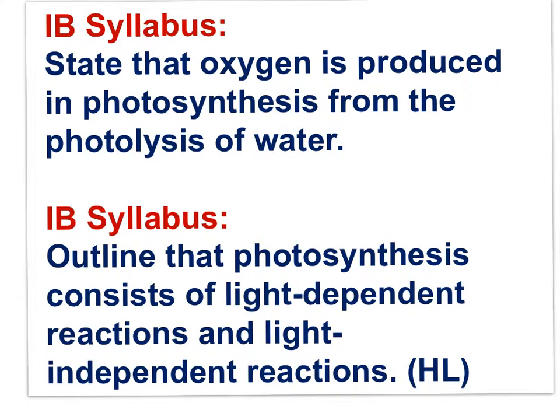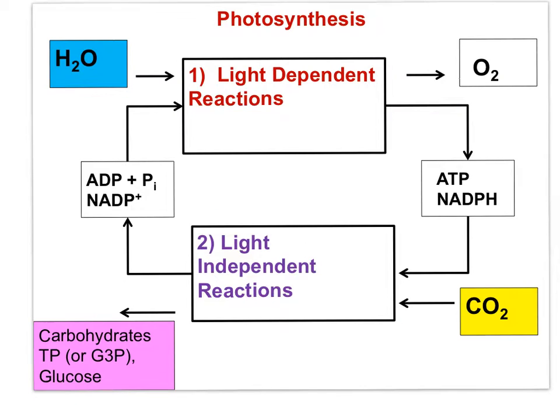Here are 2 relevant IB syllabus statements. State that oxygen is produced in photosynthesis from the photolysis of water. Outline that photosynthesis consists of light-dependent reactions and light-independent reactions. Photosynthesis broadly has 2 sets of reactions, the light-dependent reactions and the light-independent reactions.